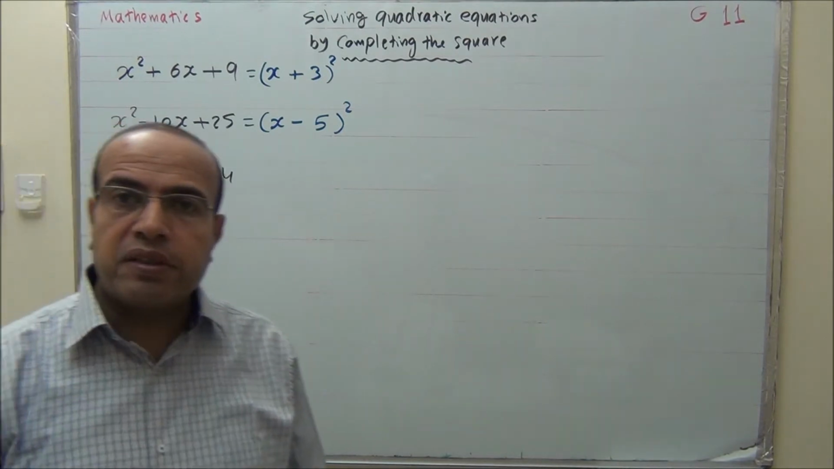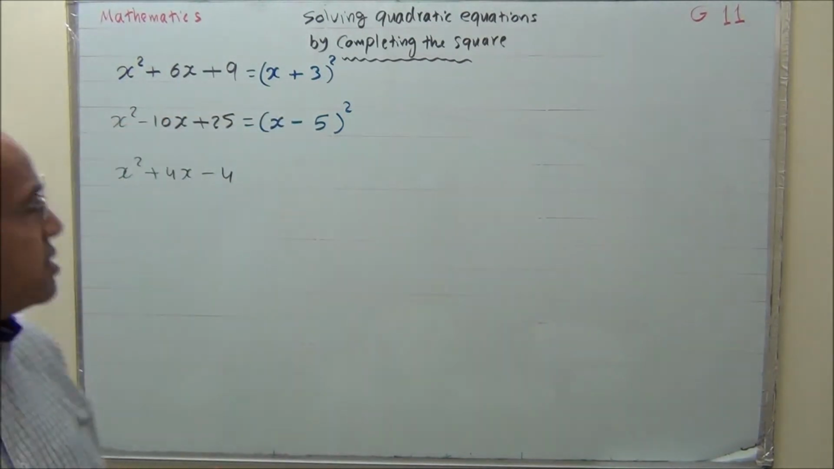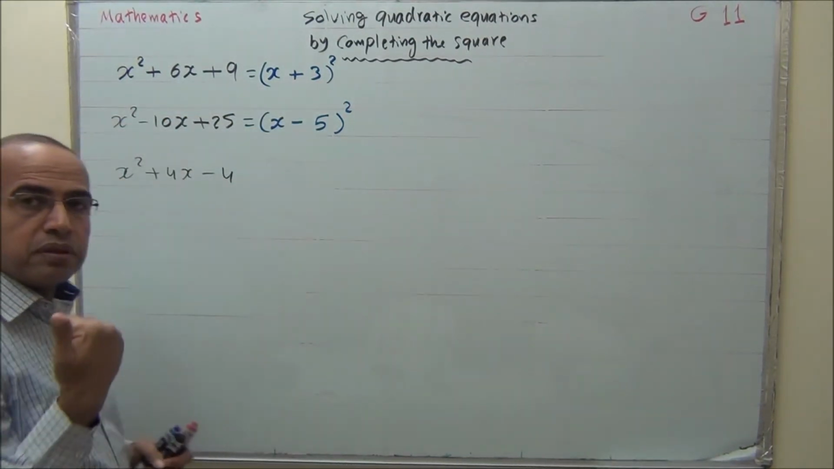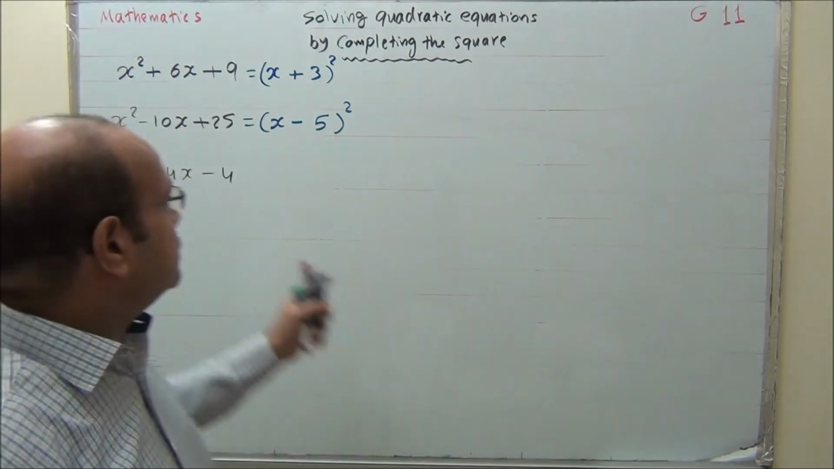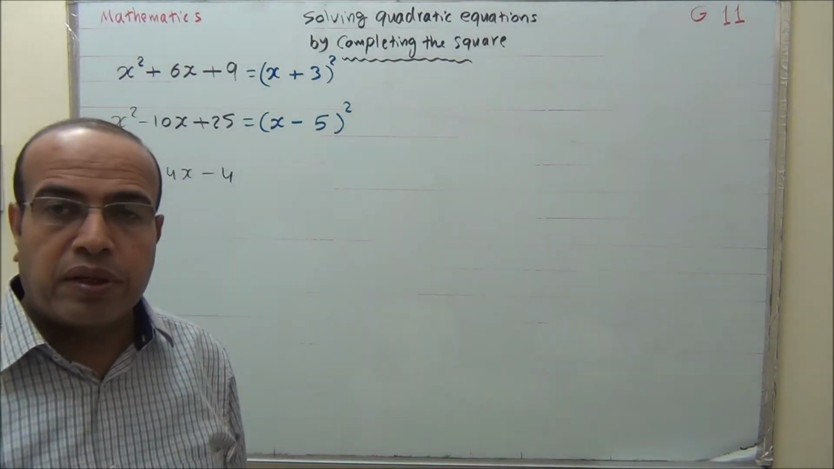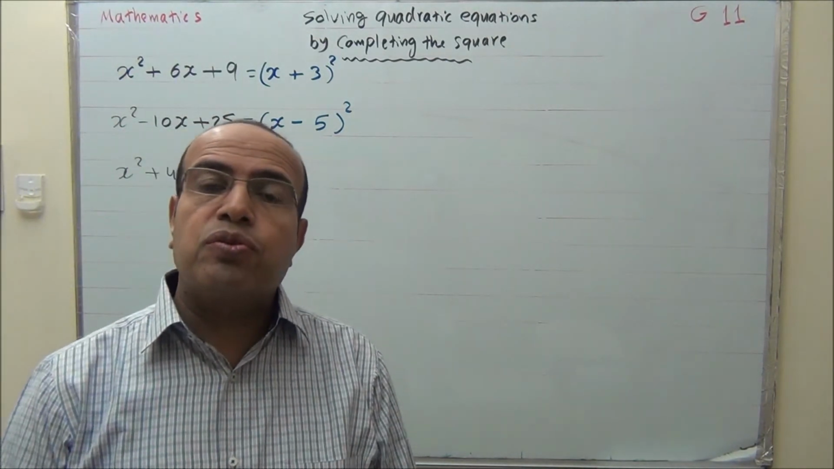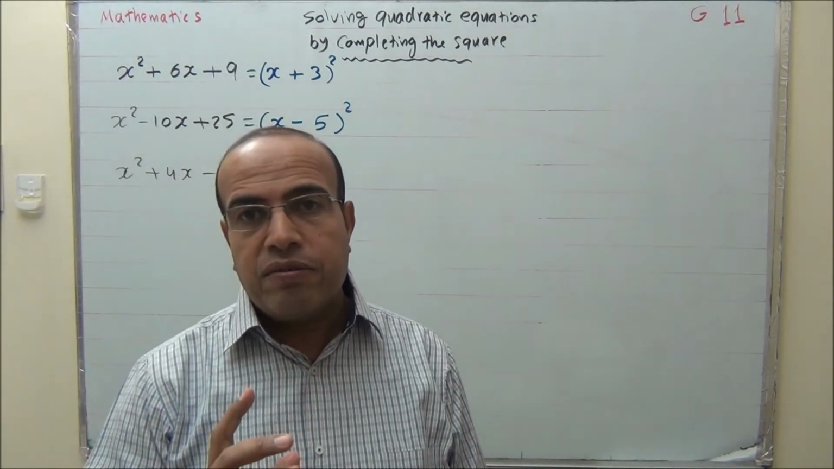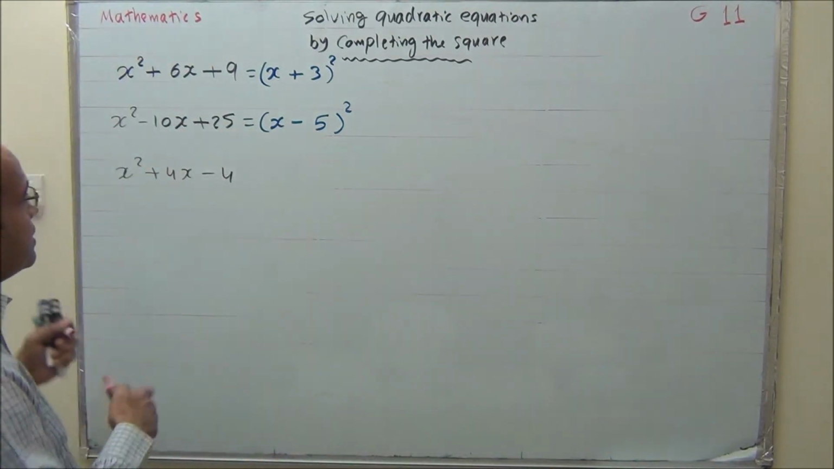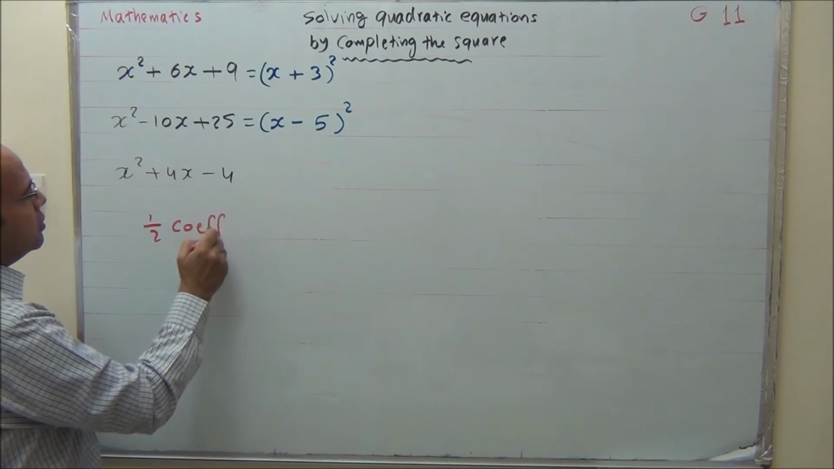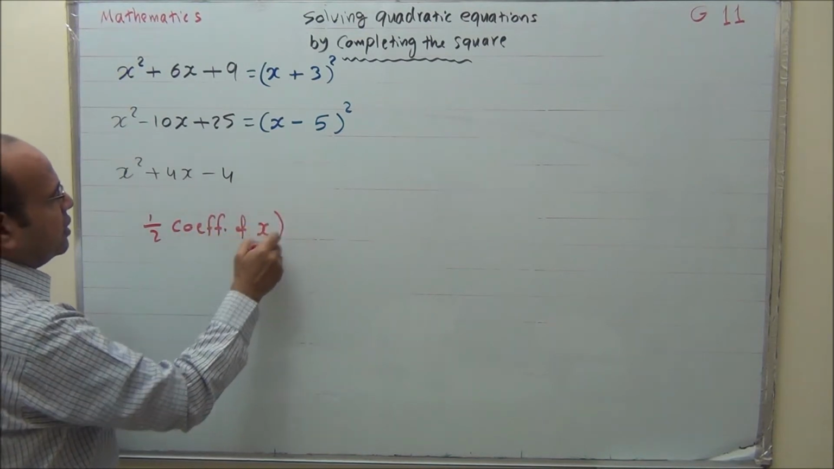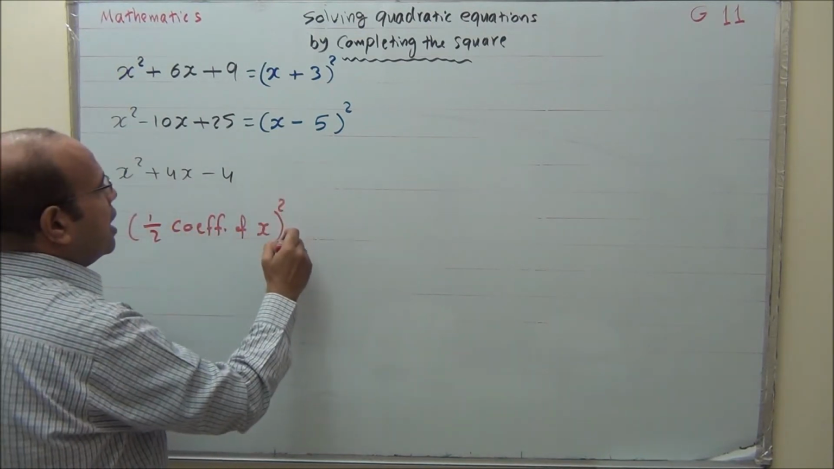Now, another example, x squared plus 4x minus 4. Is that a perfect square? We check. The first term has a square root, but the last term is negative, so it has no square root. So this one is not a perfect square. How can we change this to a perfect square? We have one way. The way is that we take half the coefficient of x, add and subtract.